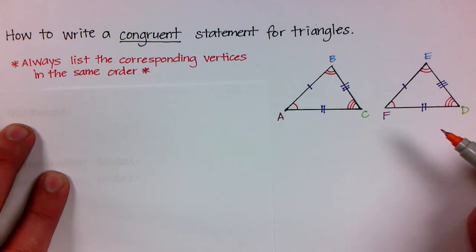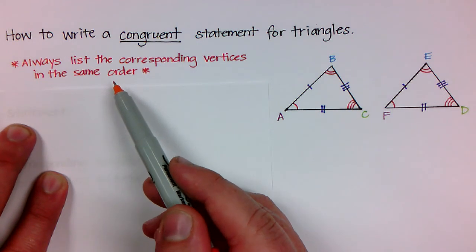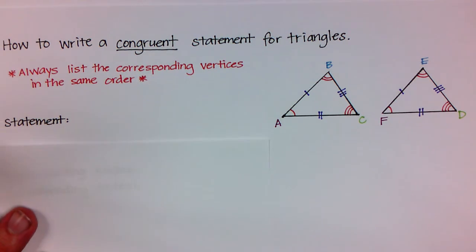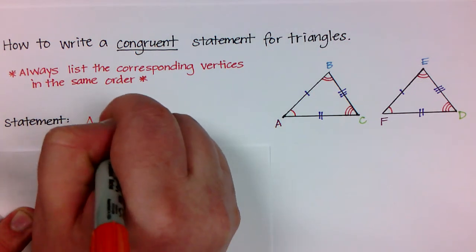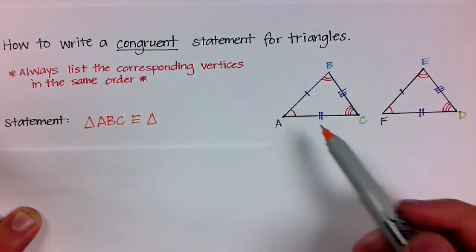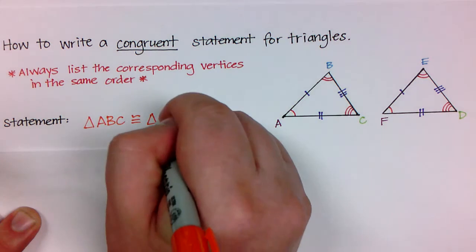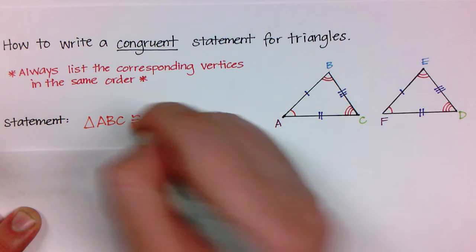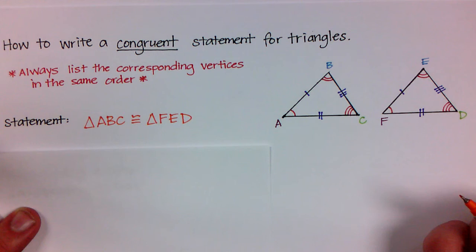So first, if we're just going to write a statement, it's very, very critical that you list the corresponding vertices in the same order. So the first statement that I would write is that triangle ABC is congruent to, well, let's look at what's matching. A is congruent to F, B is congruent to E, and then C is congruent to D.